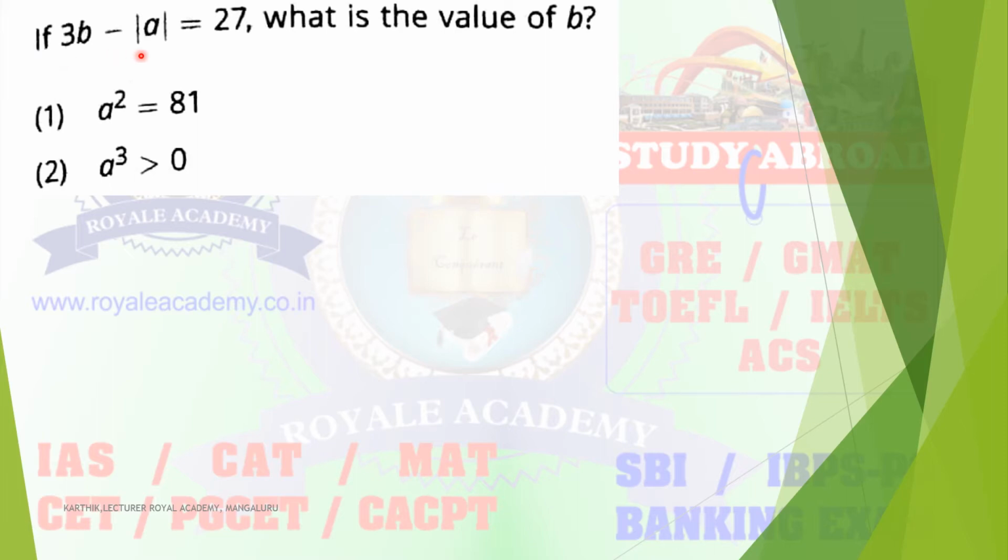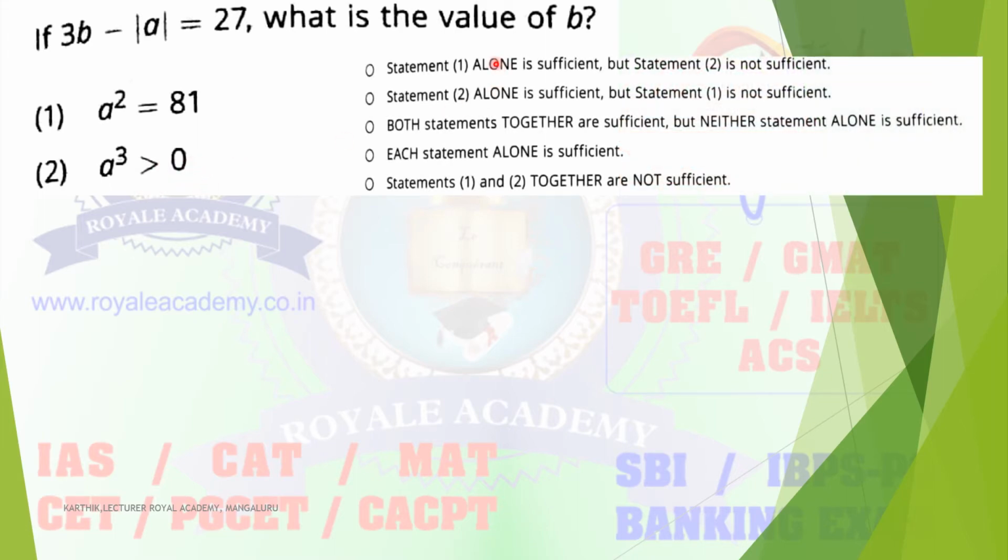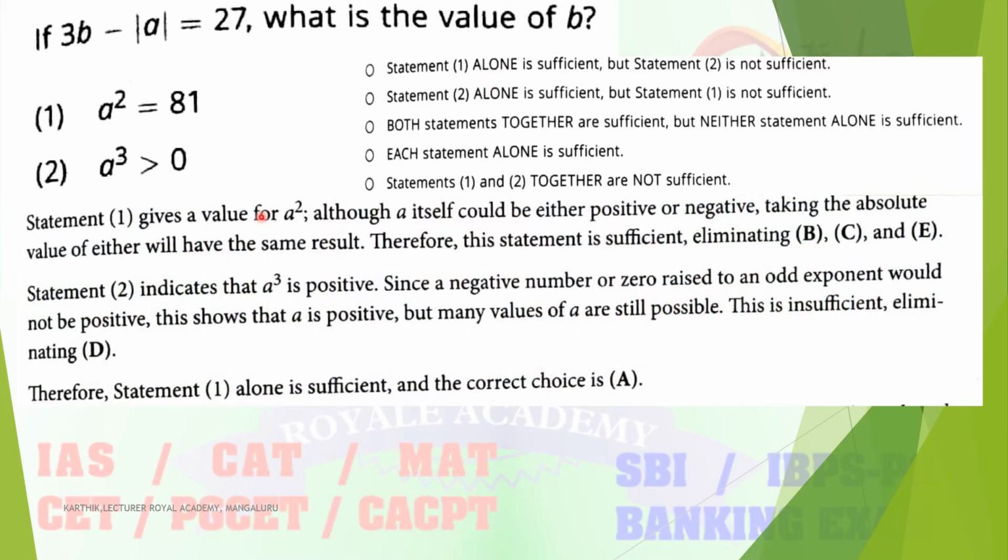If 3b minus mod of a is equal to 27, what is the value of b? You have to find out the value of b. Two statements are given. First statement: a square is equal to 81. Second statement: a cube is greater than 0. These are the options. This option set is common for all the problems. So we'll see one by one.